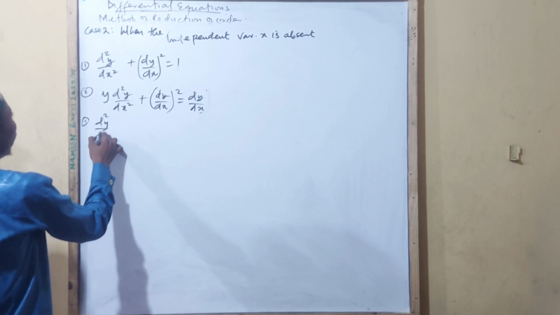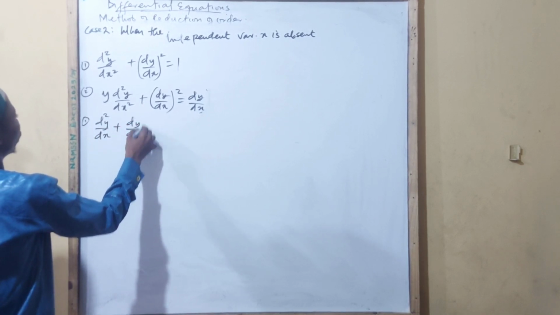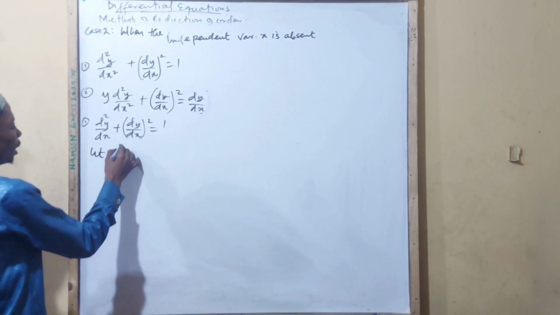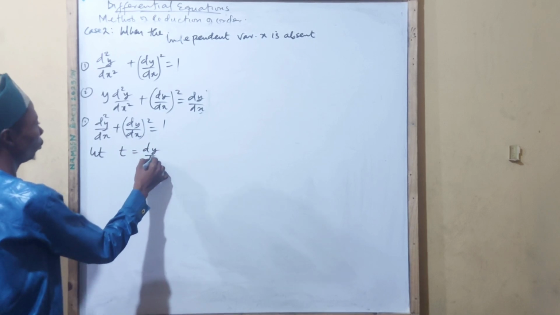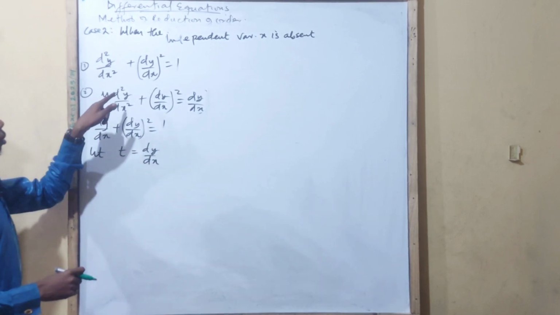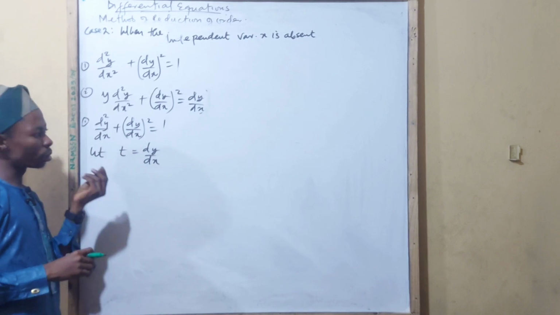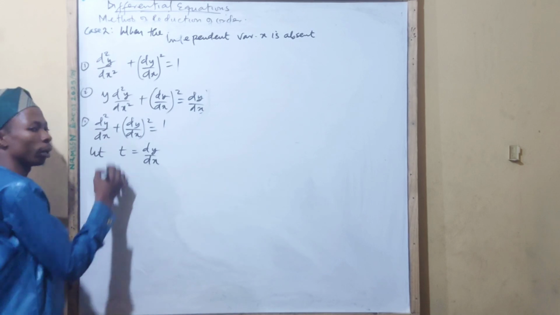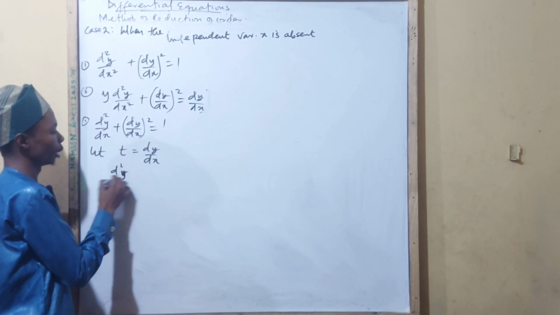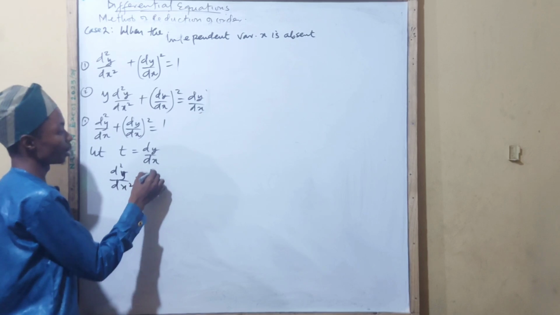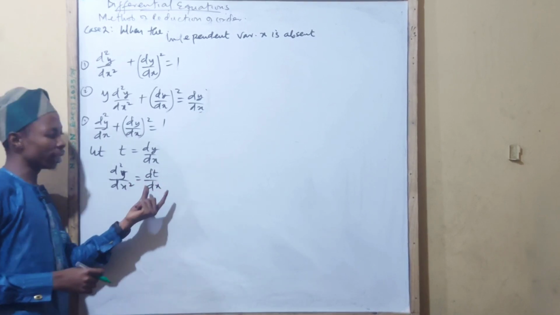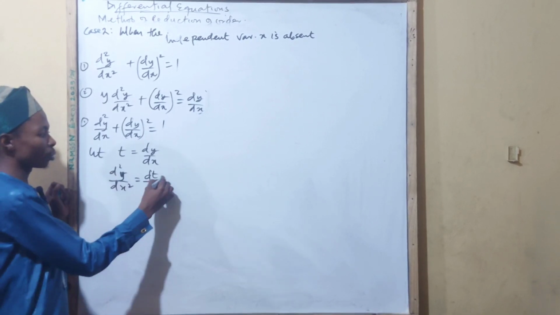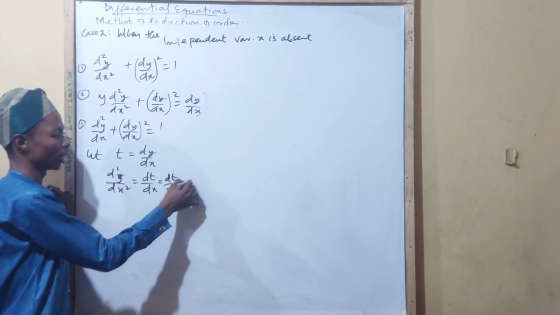d squared y dx squared plus dy dx all squared equals 1. The same approach, we say let t equals dy dx. But the difference between the first case and the second case is that from here we are going to use the chain rule to make another transformation. If t equals dy dx, you know that d squared y dx squared normally will be dt dx that we all know before. But if I want to get dt dx by using the chain rule, given that t is a function of y, so dt dx will be dt dy times dy dx, right?